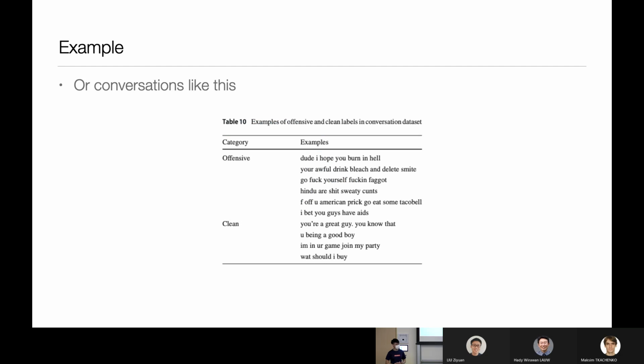So in conversations, what does it look like? So the offensive ones are like, oh, I hope you burn in hell. F off, American prick, or something like that. And we just want to detect them and remove them away.